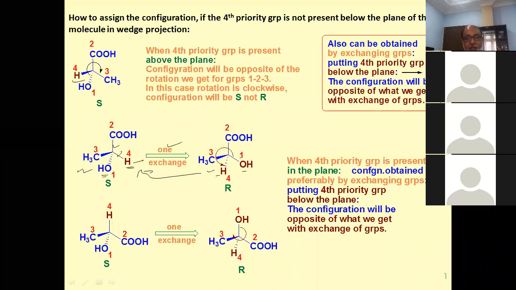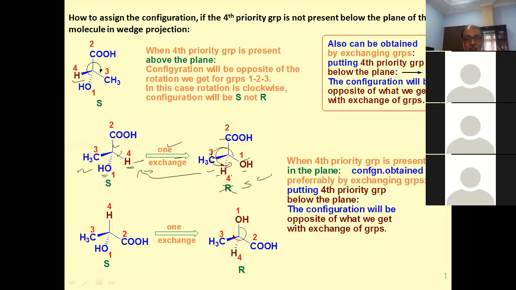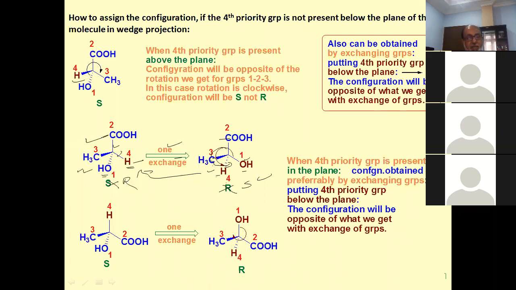Yes or no? Yes, sir. Now this one is what? 1, 2, 3. 1, 2, 3 rotation is what? Anti-clockwise. So here it is wrong. This is S. So if this is S, this must be R. R. Okay, sir. So we are examining this one, so we have to do it like this. Am I right? Yes, sir.